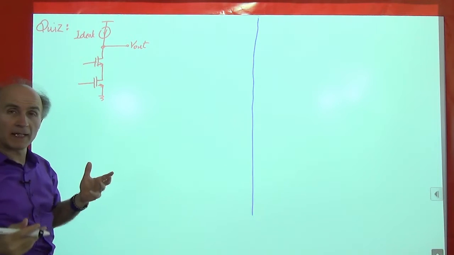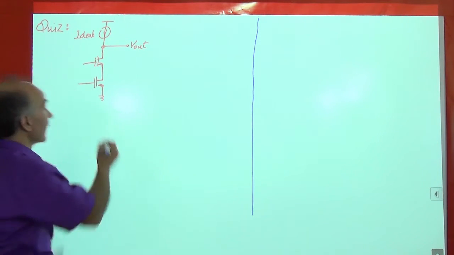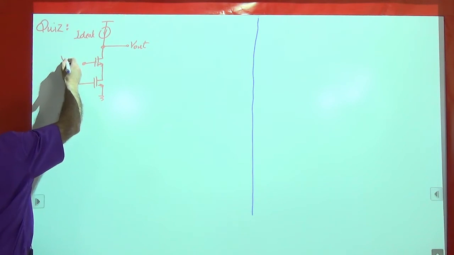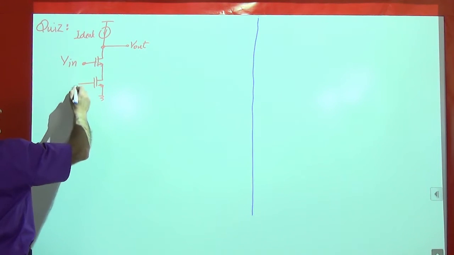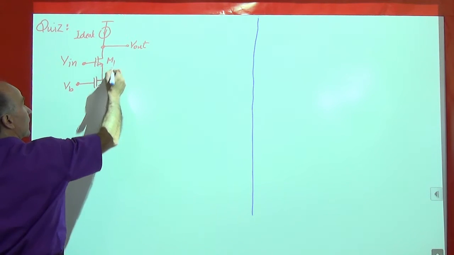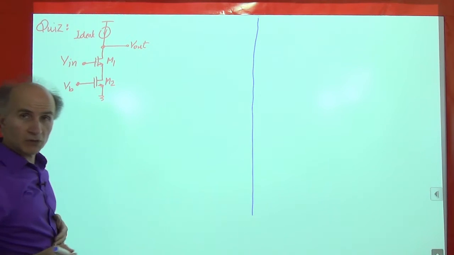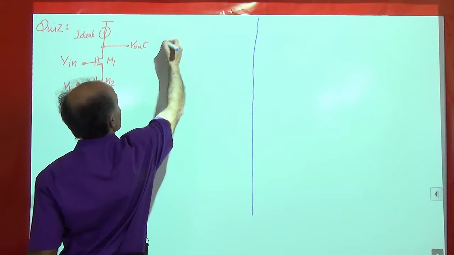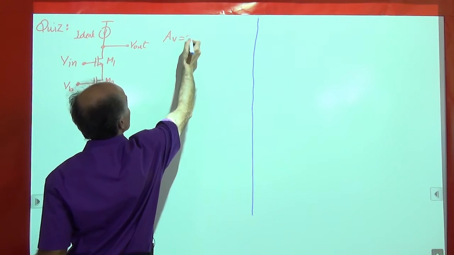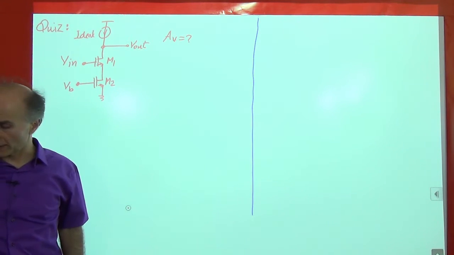Okay, but let's say when we were constructing the circuit, we made a mistake. And what happened was we mistakenly connected the input to here and connected bias here. And this is M1 and this is M2. So we would like to find the voltage gain in this case. Okay, so how much is AV? All right, I'll give you 1 minute to think about that.